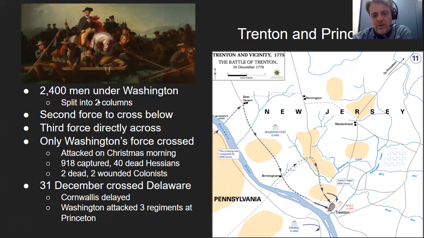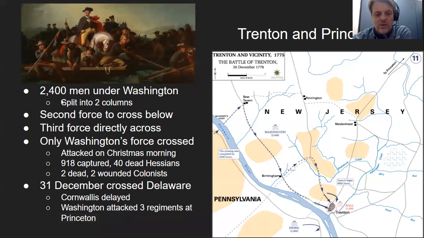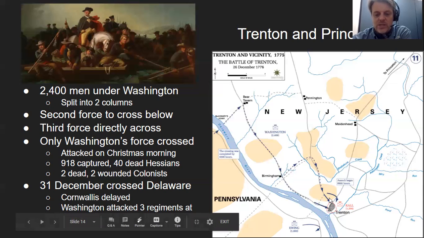Washington had 2,400 men under him across the Delaware. He split it into two forces, here and here. Ewing was supposed to cross down below Trenton and move up, but he never did. Washington crossed over here and then split his forces again so he could come around here and flank. Remember, what did we say? We had 30,000 Hessians or something like that. But Washington split his forces here so that he could flank at Trenton.